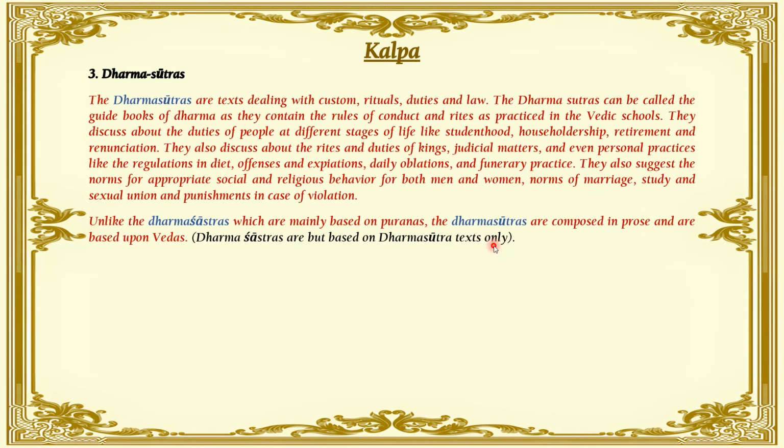An example is given, like the differentiation of life, from student to householder. The Dharma Sutras describe the rights and duties of the king, judicial matters, personal practice like regulation of diet, offenses, expiations, daily oblations, funerary practices. So all those things are connected to the social aspect, because the Gruhya Sutra is only concerned with the rituals which can be done by a Grihastha.